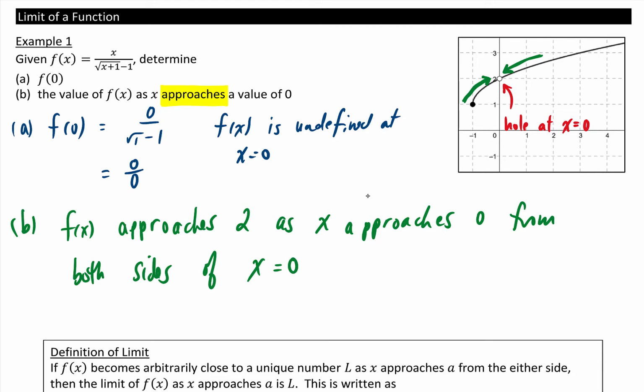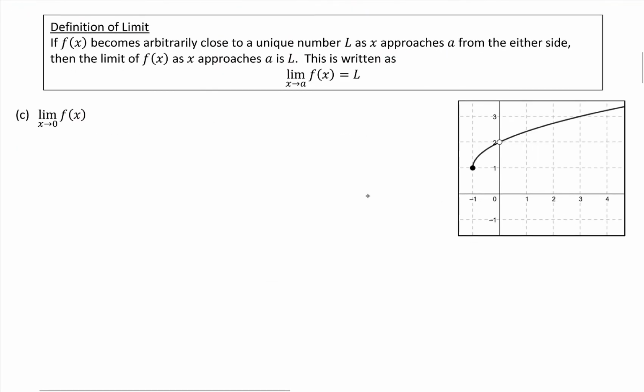So this is what we call a limit. So the function is undefined at 0, but the limit, or f of x, approaches a height of 2 as x approaches 0 from both sides of x equals 0. This would be called approaching from the right side of x equals 0, and this would be the left side of x equals 0.